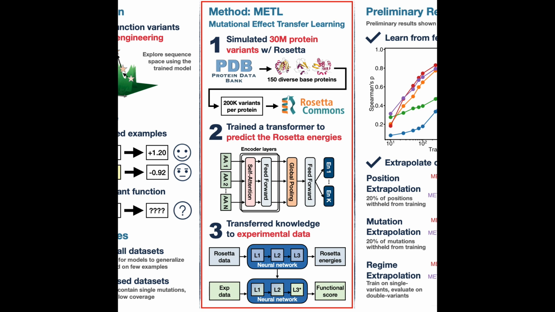We also tested a protein-specific version of METAL trained on variants of a single protein of interest. We refer to this protein-specific version of METAL as METAL local, and the version trained on diverse protein variants as METAL global.